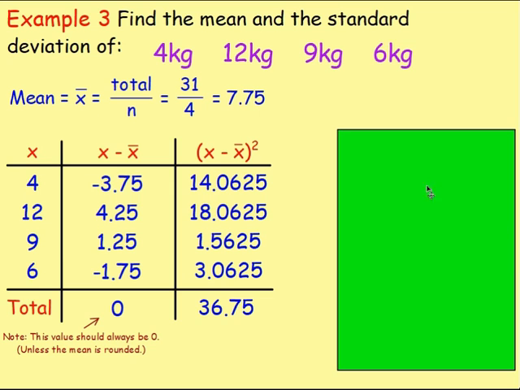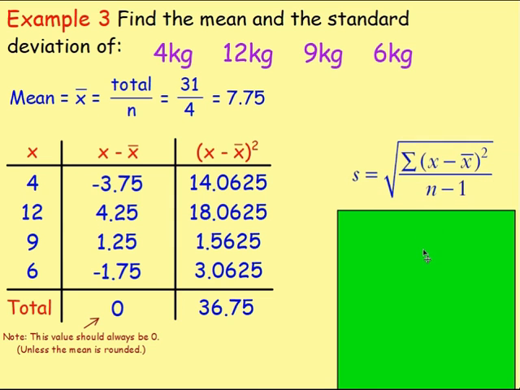From there, we want to use the formula. That is the formula that's given on the formula sheet. So now we just need to plug in our values. But remember the whole of the top line. What's the whole of that top line going to be? It will be 36.75. Why? Because that sigma just means the total, the total of the x minus x bar squareds. And the total is 36.75.